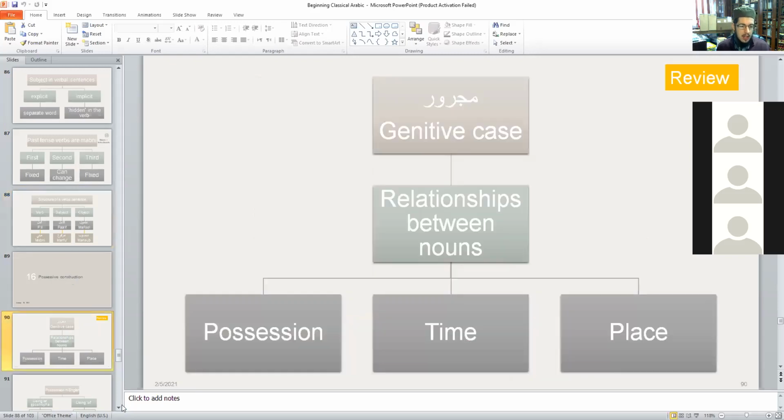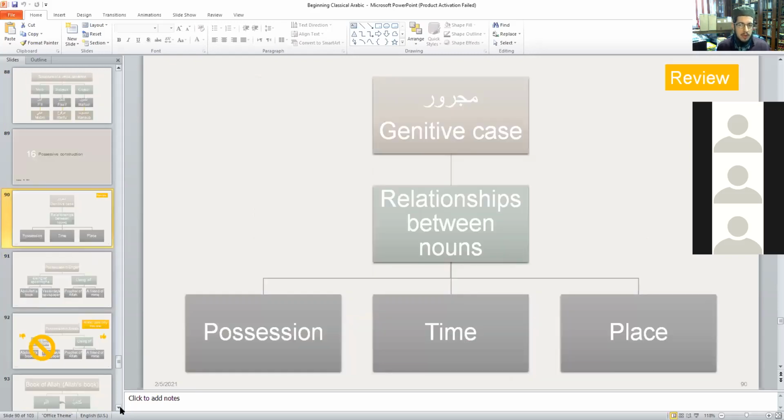Excellent job. Okay. Last major thing to review, which is what we had done most recently. This is the genitive case. We said that genitive case we used to talk about relationships between nouns. The last relationship we have yet to talk about is possession.